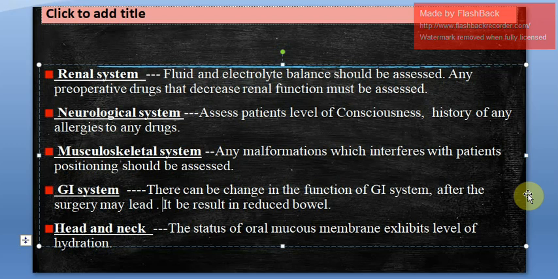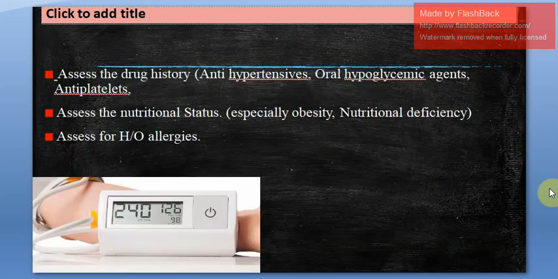So most of the time we do it to assess the hydration level. Okay. Next, you can also find out regarding the drug history. Most of the time you should ask the patient if they were on certain drugs like antihypertensives or oral glycemic agents which we are taking for diabetes mellitus, then antiplatelets, anticoagulants, like drugs like aspirin and all should not be taken before the surgeries.